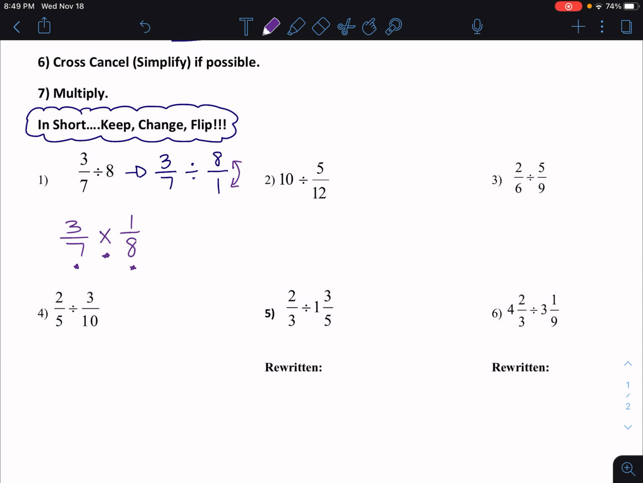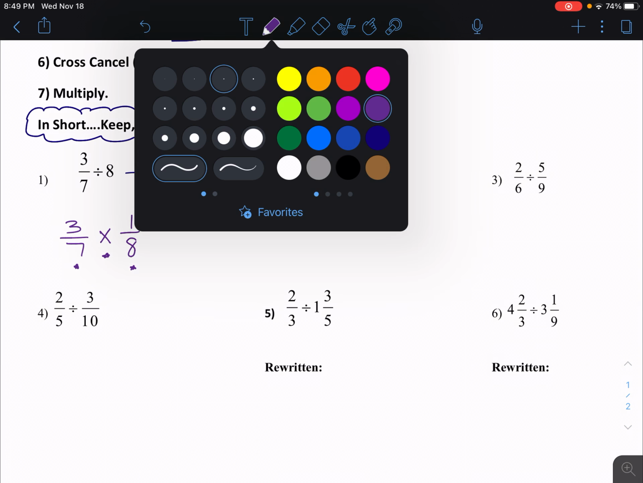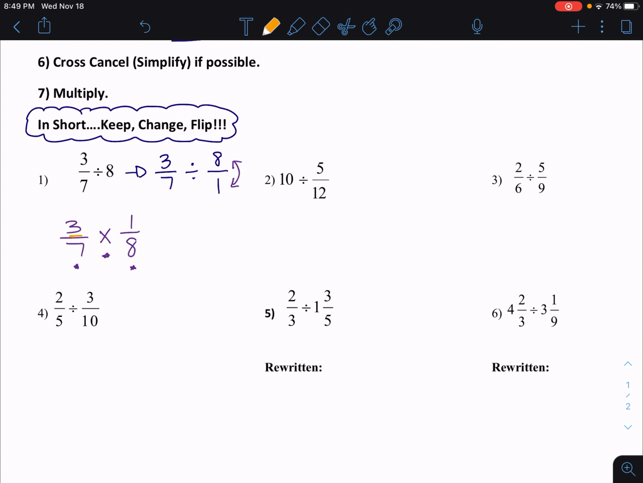Now I'm going to check if there's any cross canceling. So 3 and 8 have nothing in common. 1 and 7 have nothing in common, so I'm going to multiply straight across. 3 times 1 is 3, and 7 times 8 is 56. So 3 over 7 divided by 8 is 3 over 56.